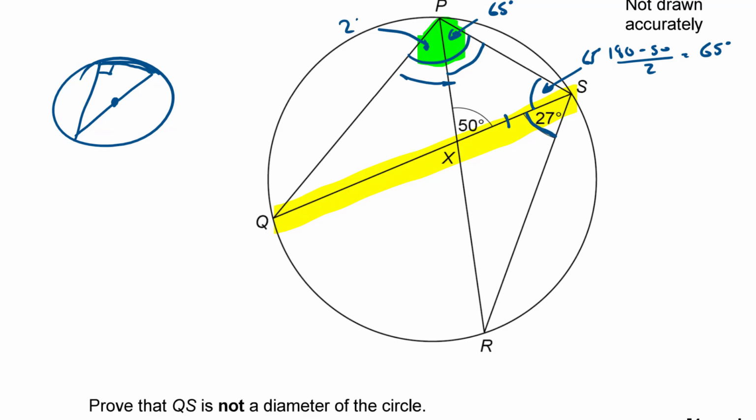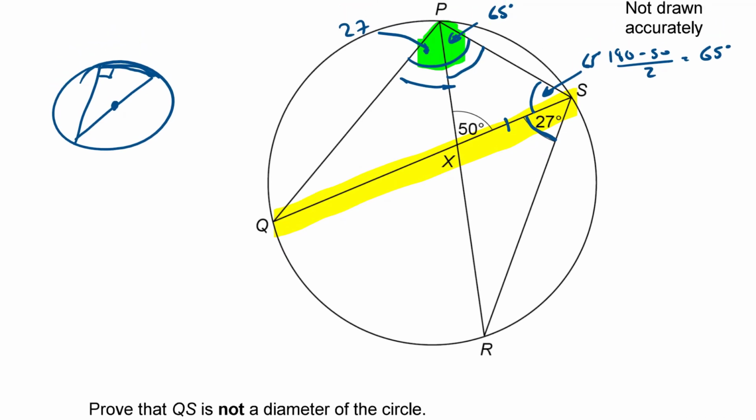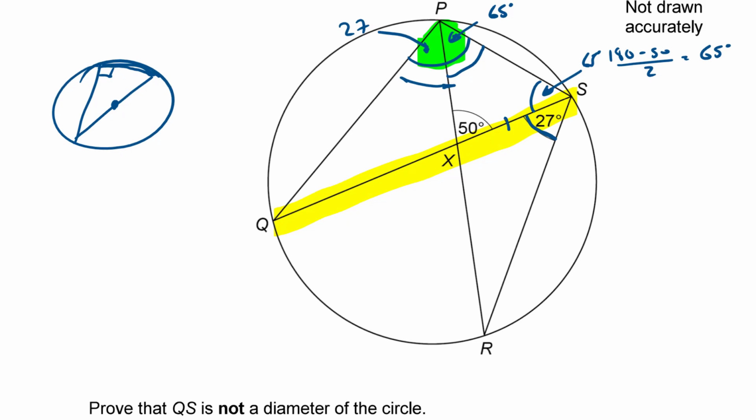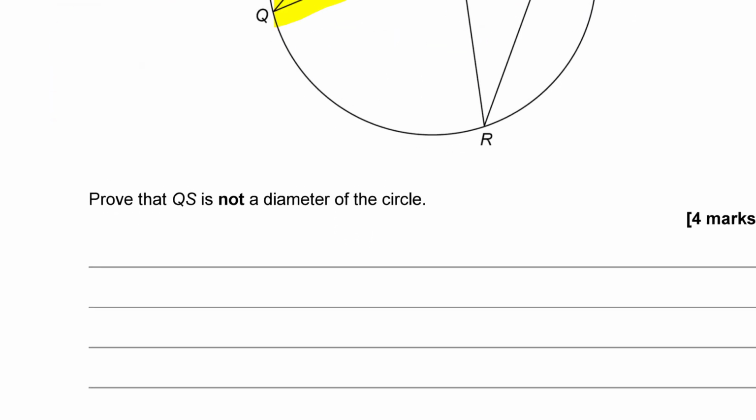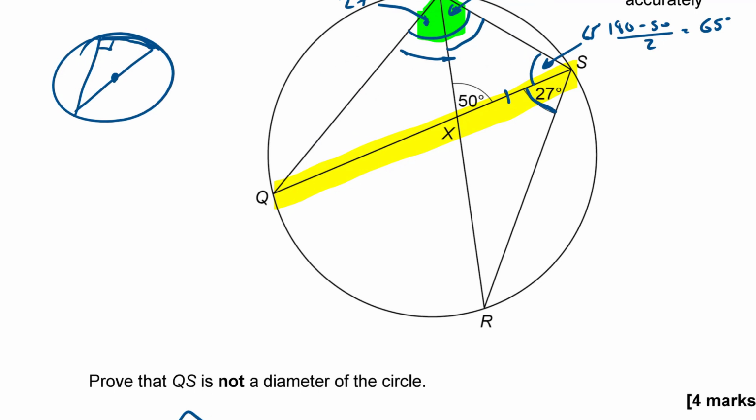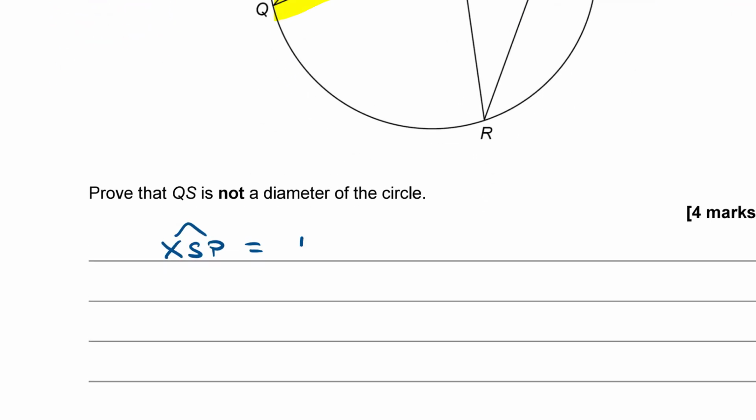So that one is going to be 27 because it's subtended off the same arc QR. So we're going to write all that down now. 27 plus 65 is not 90, is it? It's 92. So it isn't a right angle, and therefore it isn't going to be an angle in the semicircle. So I'm going to write all that down then. I'm going to say that angle XSP is equal to, we said it was 180 minus 50 over 2, which is 65 degrees.